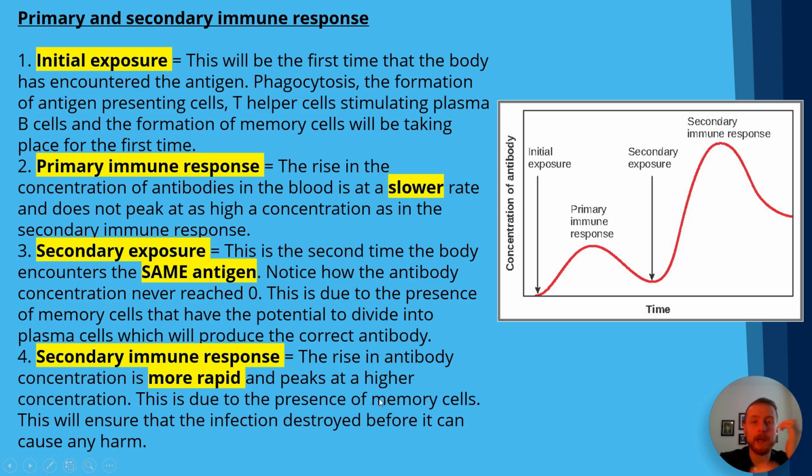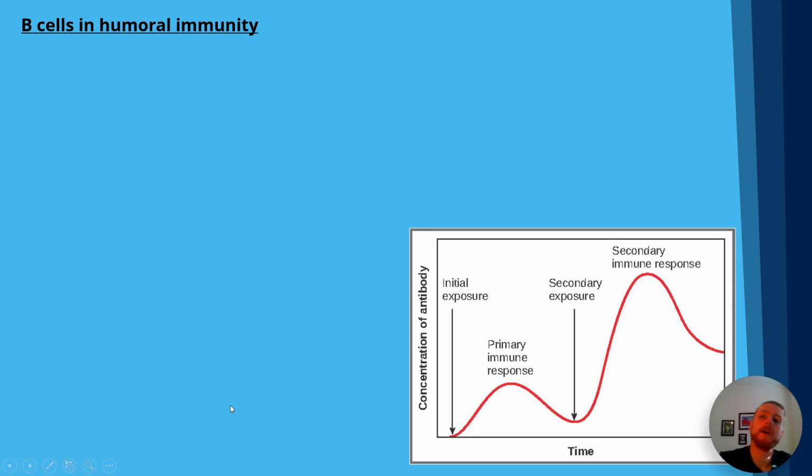can cause any harm. Now, in your A-level exam, you may have to describe this graph, you may have to explain this graph, you may have to describe and explain it. Now, remember, in A-level biology, the first half of your marks comes from knowing your content, knowing the knowledge, and the second half of your marks comes from analysing and evaluating that knowledge and being able to apply it to exam questions. So, B cells in humoral immunity.